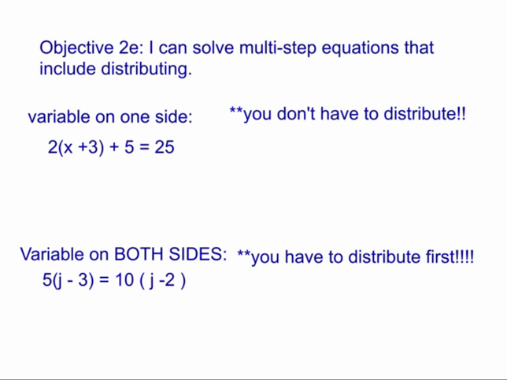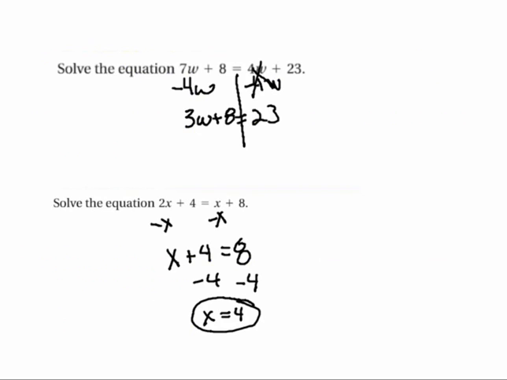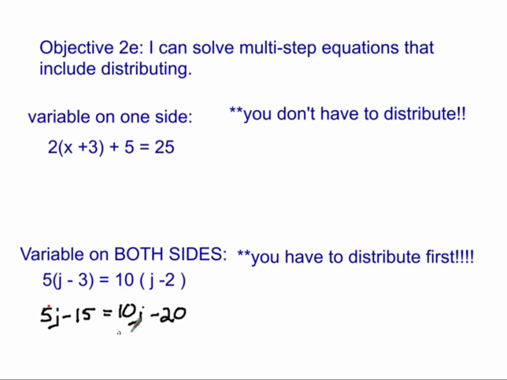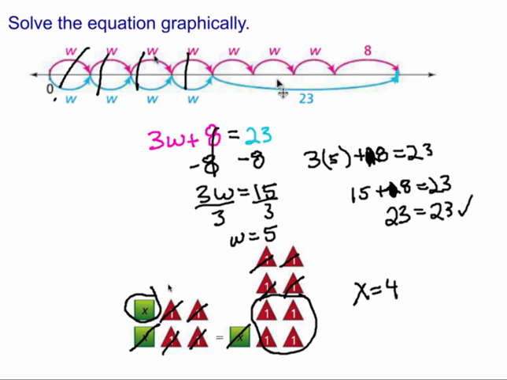So when you have variables on both sides, go ahead and distribute first. So this is going to end up to be 5j minus 15 and 10j minus 20. Then you'll notice, once we've distributed, we have a problem similar to these. We just need to make sure that we get the j's on the same side. So if I want to get rid of, and I always start with the least amount, the side that's the least amount, just like we did in the drawings.